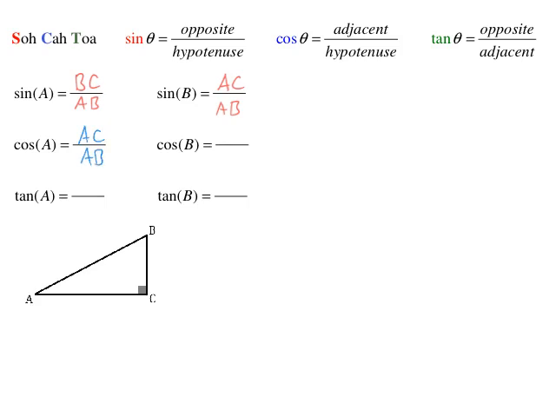What would be cosine of B? Well, for this angle, adjacent would be BC, and the hypotenuse is still AB. So that one would be BC over AB. All right, let's keep going.